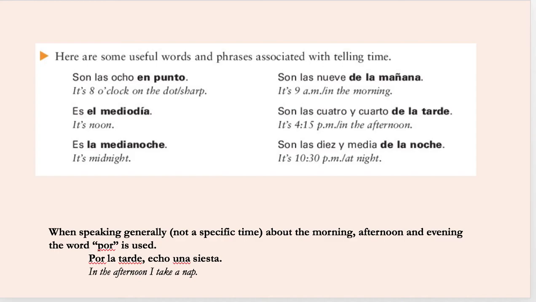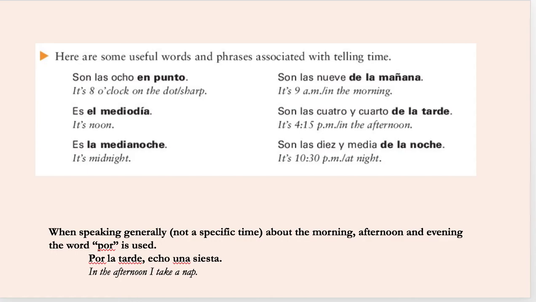Here are some useful words and phrases associated with telling time. Son las 8 en punto. En punto means on the dot or sharp. It's 8 o'clock sharp. Es el mediodía. It's noon. The reason why it's el and medio instead of media is because día is a masculine noun. So it's midday, half day, essentially. Es el mediodía, even though it ends in a.